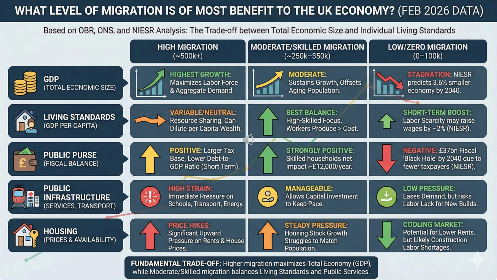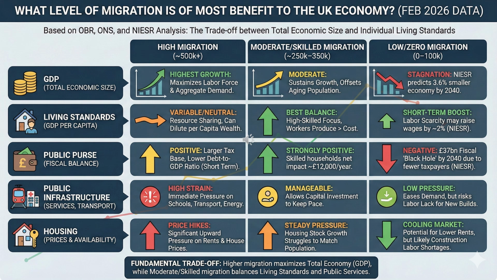Effect on GDP. High migration results in highest growth, maximizes the labor force and aggregate demand. Moderate migration has a moderate effect on GDP growth, sustains growth by offsetting an aging population. Low migration results in economic stagnation. NIESR, February 2026, predicts a 3.6% smaller economy by 2040.